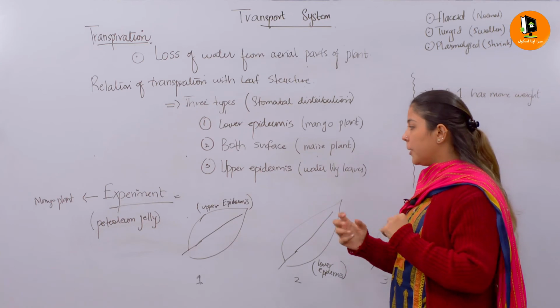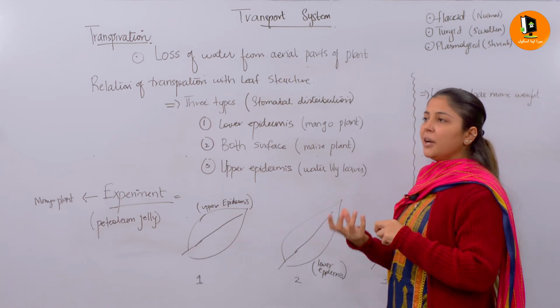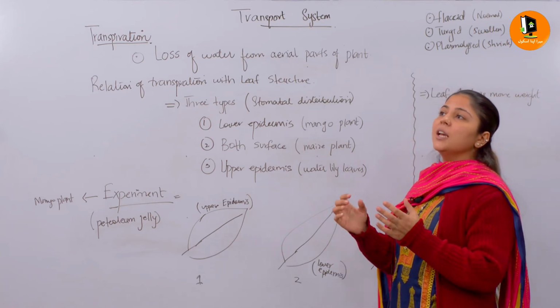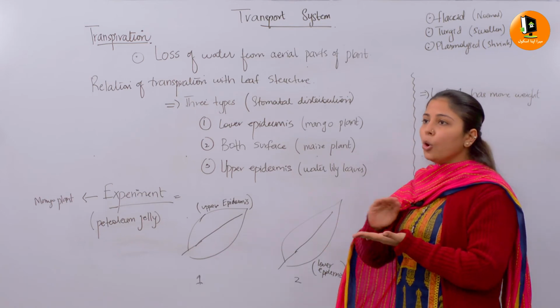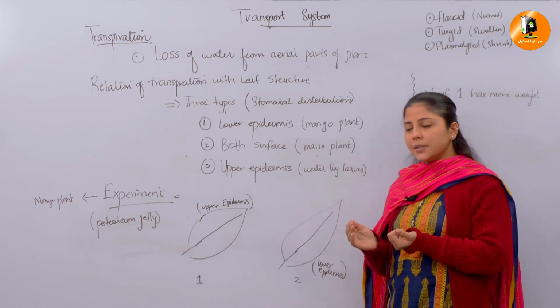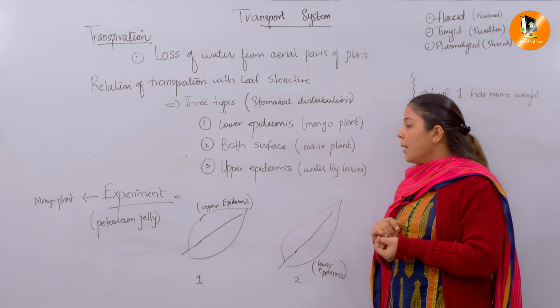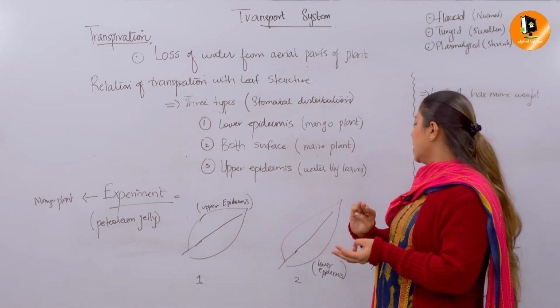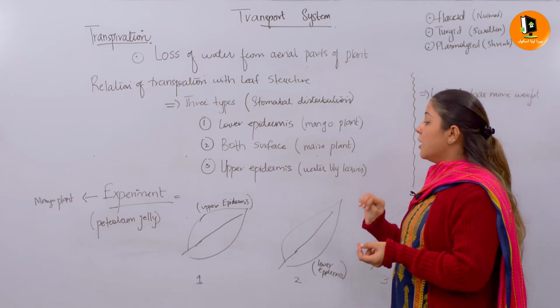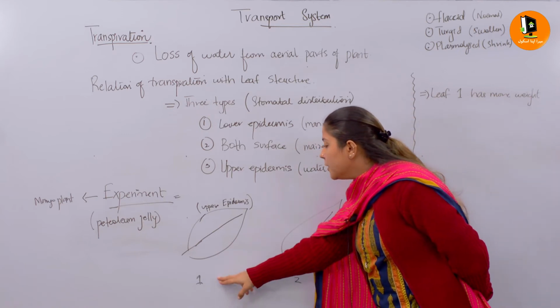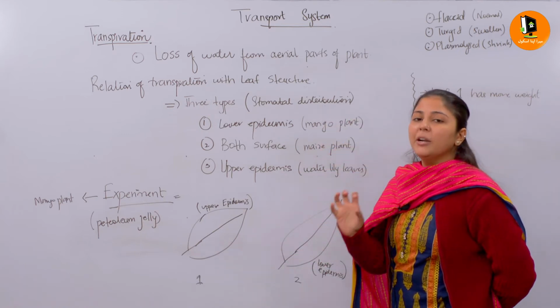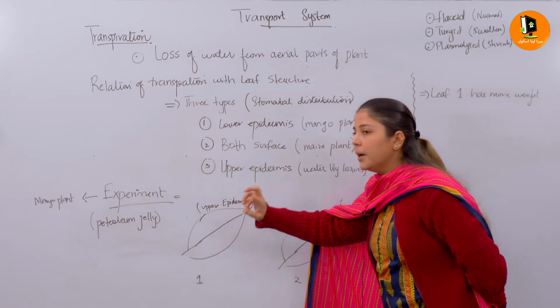Now why have I taken the petroleum jelly? The petroleum jelly is just an oil, a coating, an insulating coating. So I am going to apply it on the different sides of the leaves. Now what I have done is, in the first leaf, I have applied the petroleum jelly on the upper epidermis.